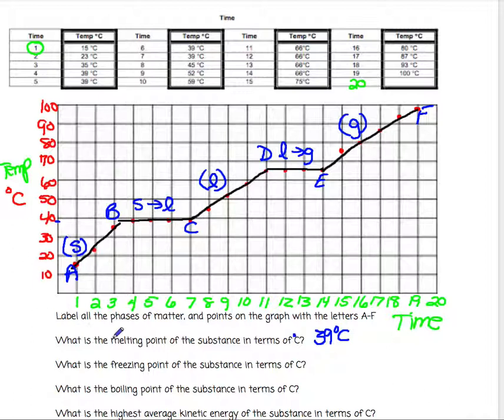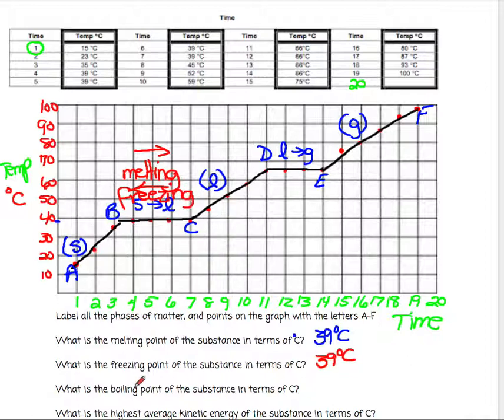Okay, what is the freezing point in terms of degrees Celsius? If the melting point is 39 degrees Celsius, then the freezing point is also 39 degrees Celsius. This is melting because we are reading it in this direction. But if we were reading it in that direction, it would be the freezing point, liquid going to solid. So it is also 39 degrees Celsius. And that's the freezing point. I ran out of room here.